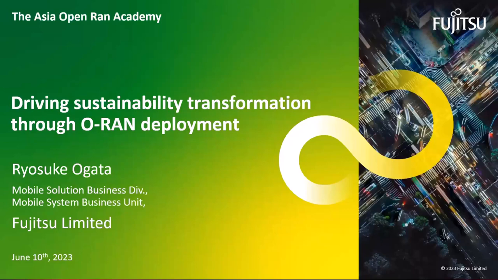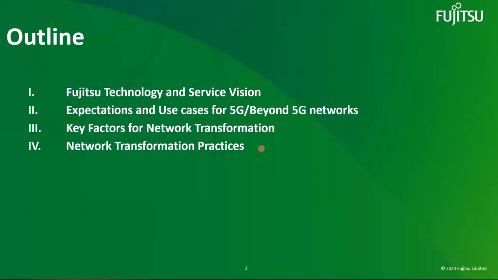Today, we would like to talk about driving sustainability transformation through open land deployment. Let's start. This is today's outline. Chapter one explains Fujitsu technology and service vision. Chapter two, expectation and use case for 5G and beyond 5G networks. Chapter three is key factors for network transformation. Chapter four, network transformation practices in Fujitsu.